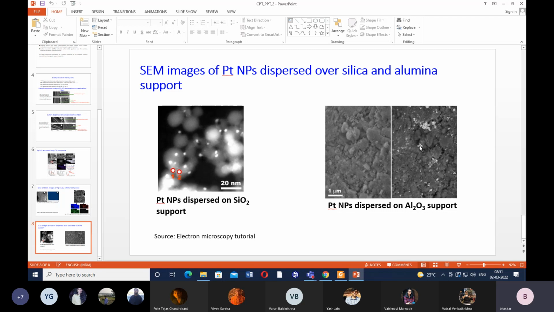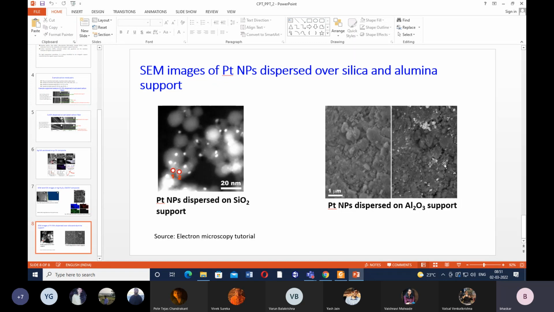This is how the morphology of the alumina support looks. But on the surface of the alumina, if I have platinum nanoparticles, this is how the morphology looks. Here the alumina support is the background, and on top of that I have a dispersion of these small white shiny particles. These small shiny particles are platinum nanoparticles.